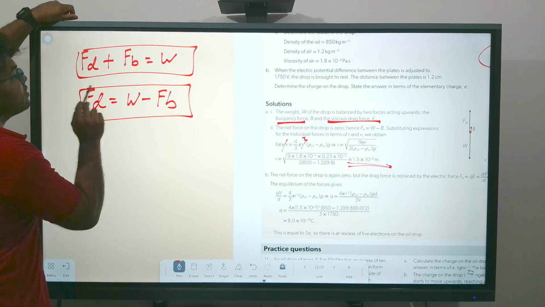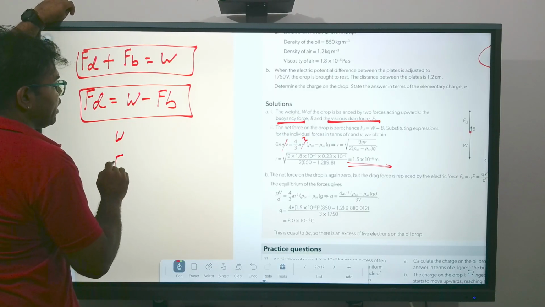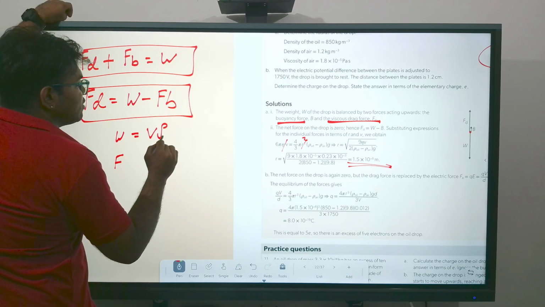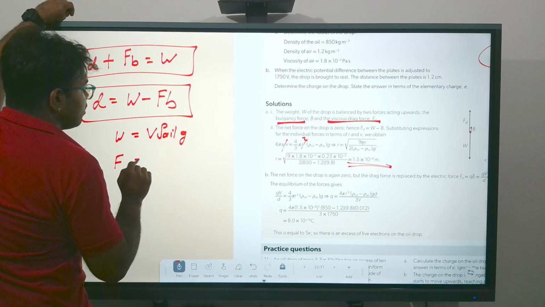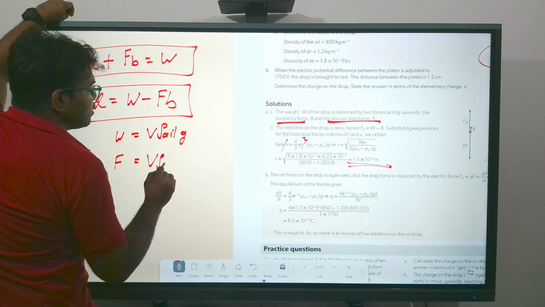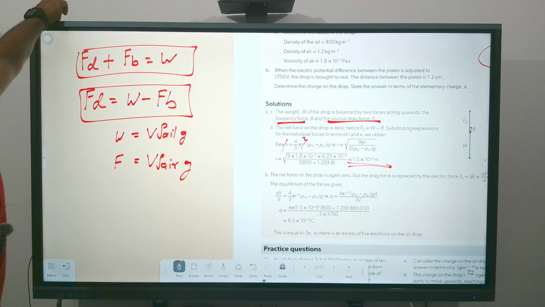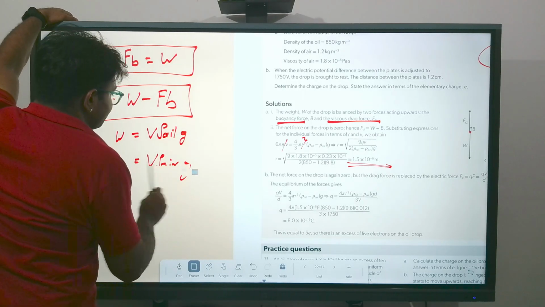Understood? The only reason why we are writing it like this is because both the W and the Fb are in the form of volume times density of oil times g, and volume times density of air and g. That is the reason why we wrote it like this, so that we could take the density out common. Understood why they did that? Okay, next.